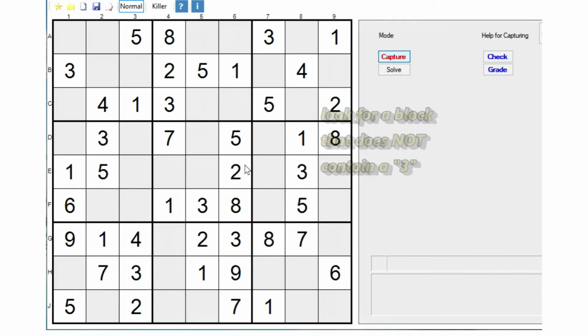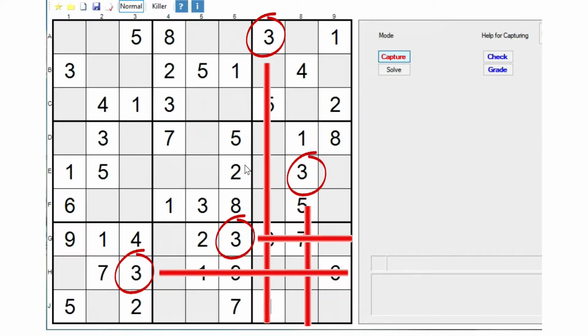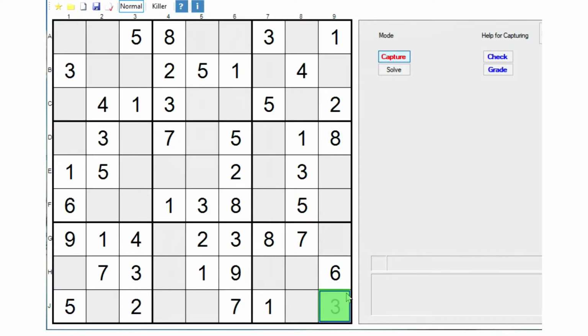So using intersecting lines, let's find the 3s outside the block and draw lines through it. There are lots of 3s outside the block to draw lines, and once we do that, we can easily see that the only cell a 3 can go in is here, and so now all the 3s have been placed.